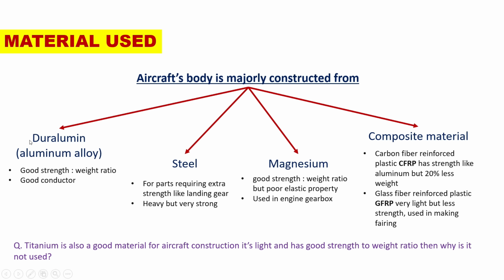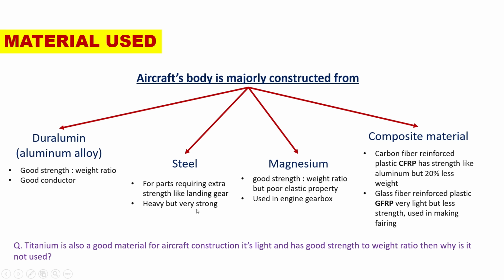So the aircraft body, the skin, is usually made of an aluminum-based alloy known as duralumin, and it has a good strength-to-weight ratio, and it is a good conductor, right? Now you cannot just make the whole aircraft out of aluminium, because there are parts that need a lot of strength, like the landing gears. They have to constantly face a lot of compressive, tensile and shear loads. So the landing gears need to be very strong.